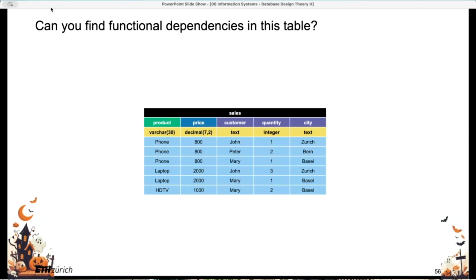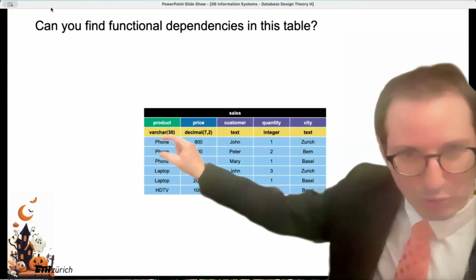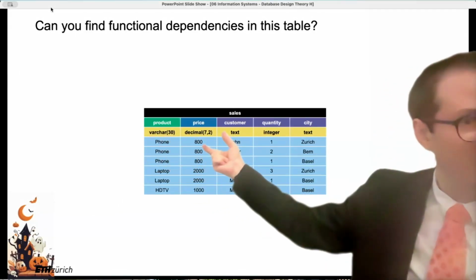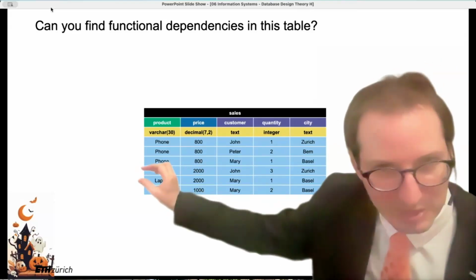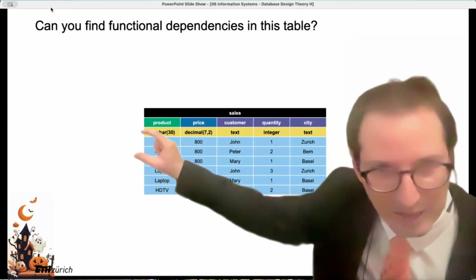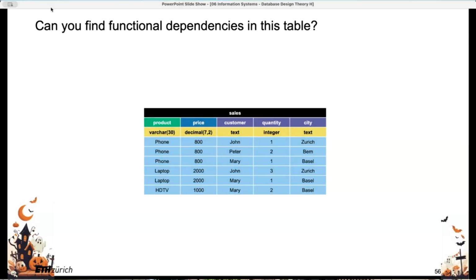I think we have one volunteer over there in the back. Product and price, more precisely, product functionally determines price, right? So we can check. These two tuples have the same product. They also have the same price. These two tuples have the same product. They also have the same price. These two tuples have the same product. They also have the same price. These two tuples have the same product. They also have the same price, right? Who agrees that this functional dependency exists?